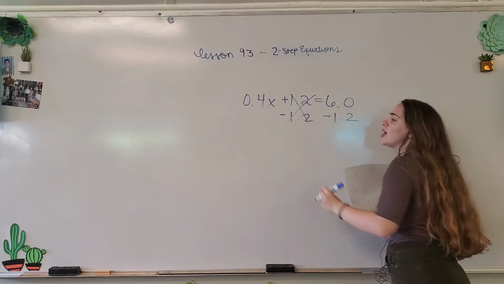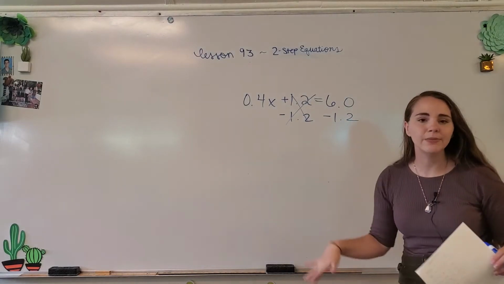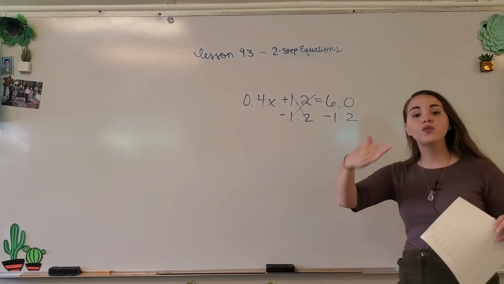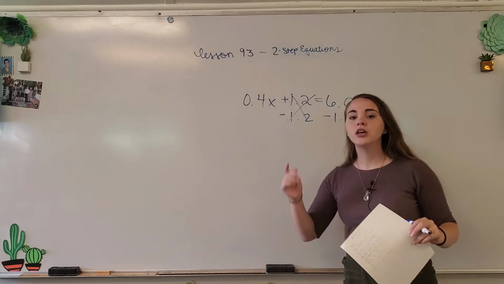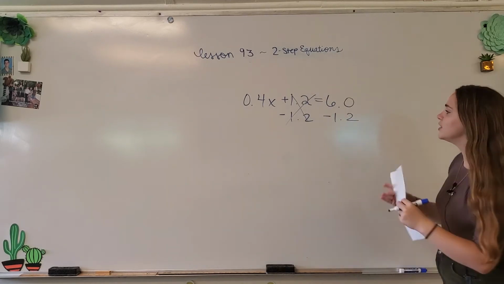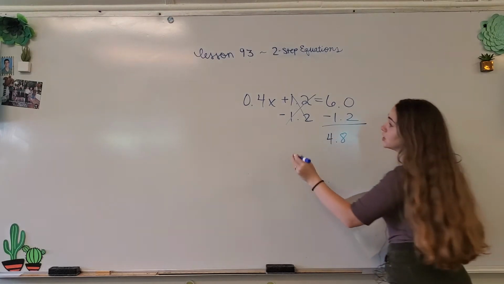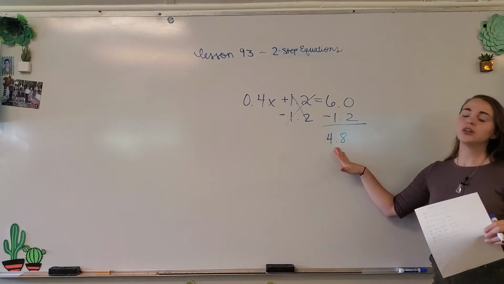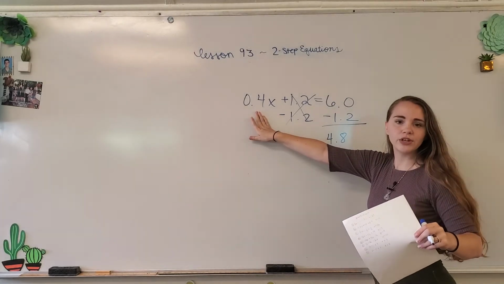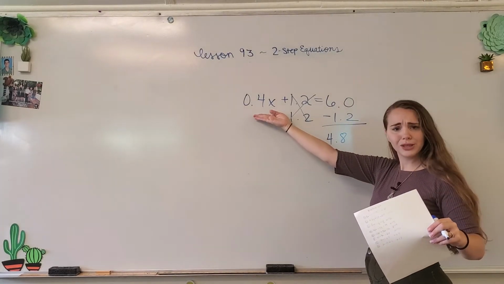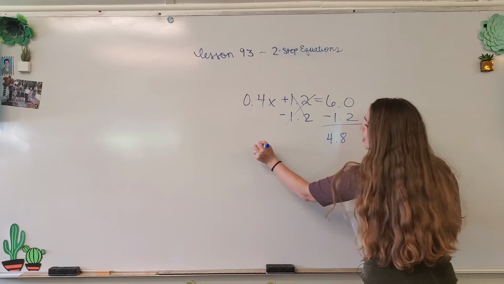Okay, so when you subtract, be careful. Some of you don't line up your decimals like you should. You're going too fast. You're like in a hurry. You need to be careful, be meticulous, line your decimals up. You're gonna end up with 4.8 if you do it correctly. So this is not your answer, because you still have something in front of x over here. So don't forget the 0.4. Don't leave it out.